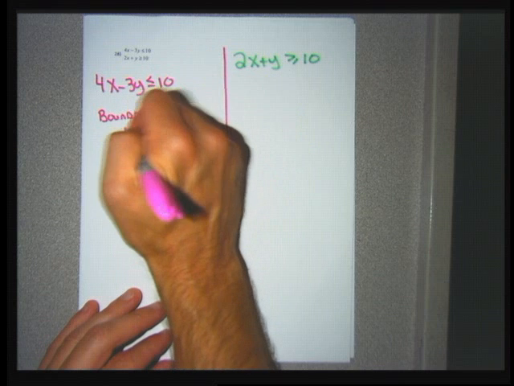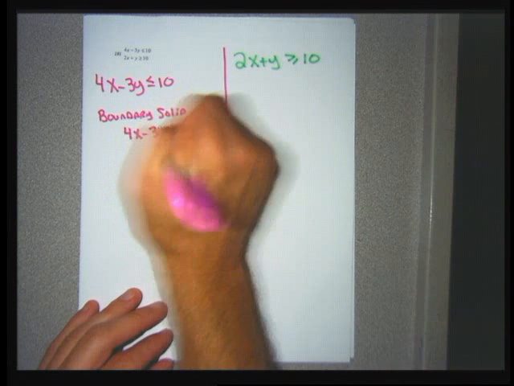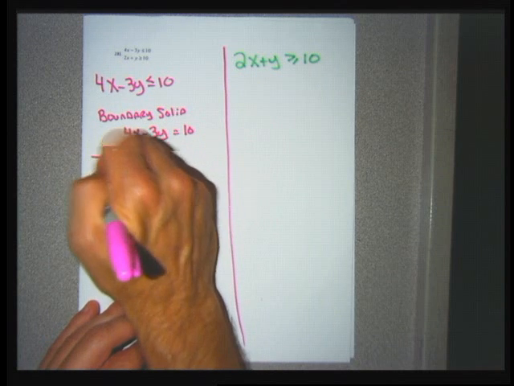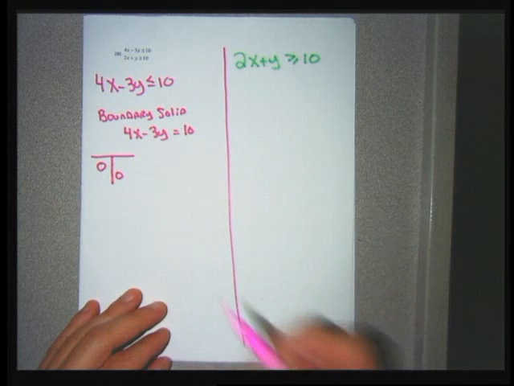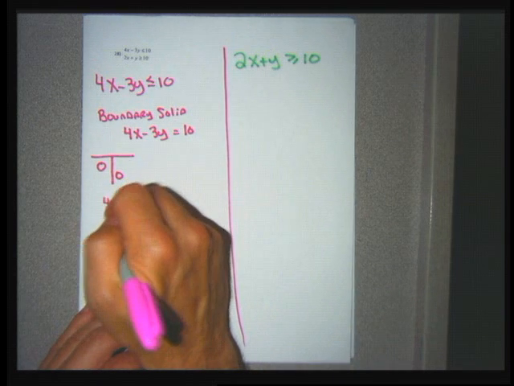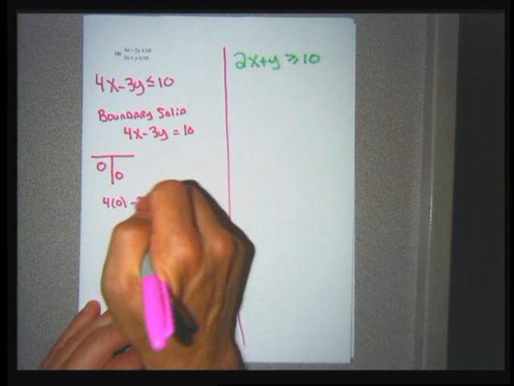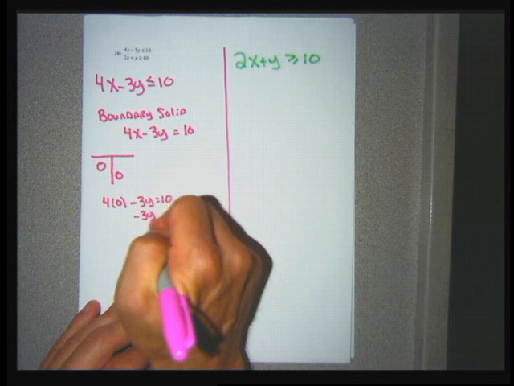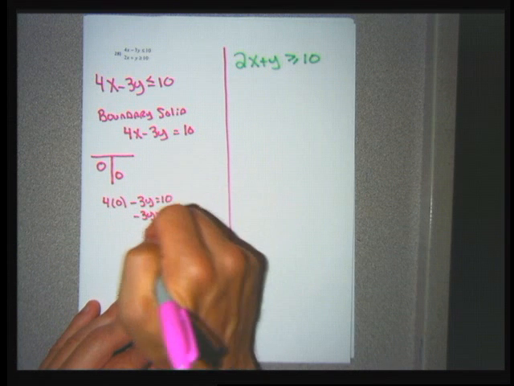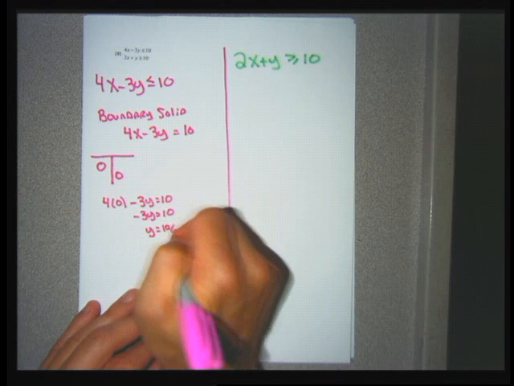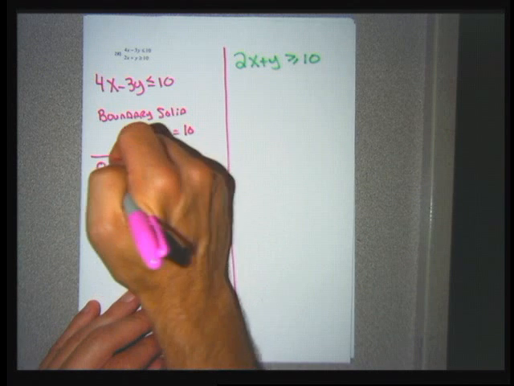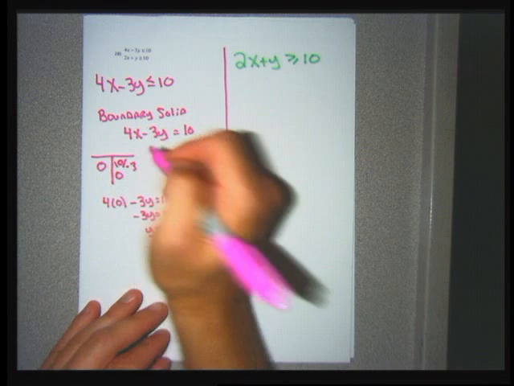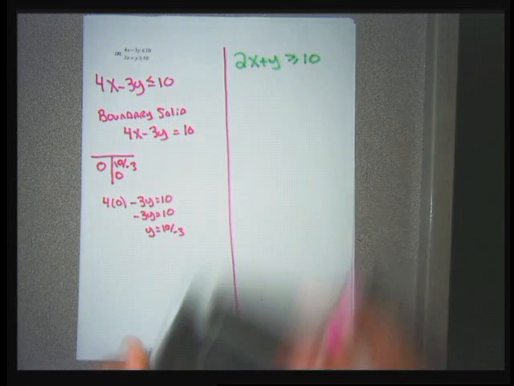And for this particular problem, the boundary equation is 4x minus 3y equals 10. I'm going to plug in 0 for x and 0 for y. When I plug in 0 for x, I get 4 times 0 minus 3y equals 10. That leaves me with minus 3y equals 10. It gives me y equals 10 over minus 3. So physically, I'm going to write the point (0, 10 over minus 3).